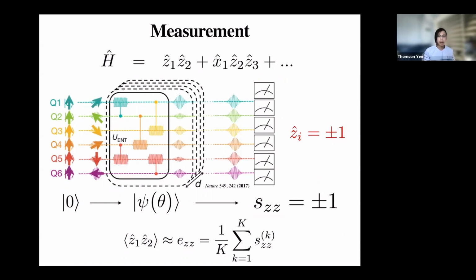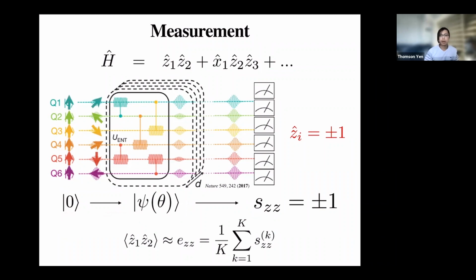And this is a sample of your Z1 Z2 value, and this would turn out to be either plus or minus 1. The problem here is that SZZ is not actually the expectation value of your Z1 Z2 operator, simply because your wave function psi theta isn't an eigenstate of Z1 Z2. So by measuring the Z1 Z2 operator, you have to collapse your wave function. And you actually have to prepare your psi theta again. So you go back here, you prepare this all again, and then you get another sample.